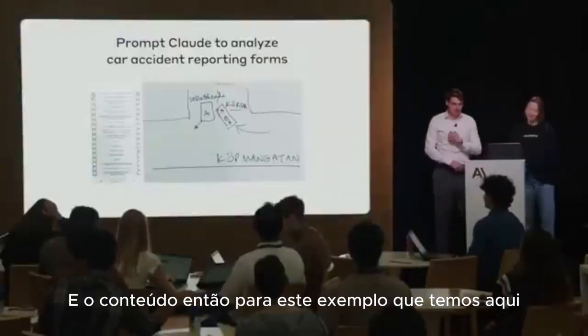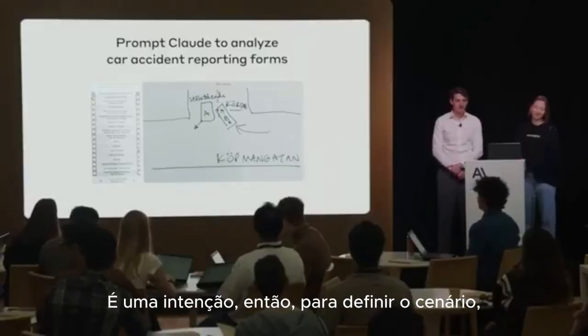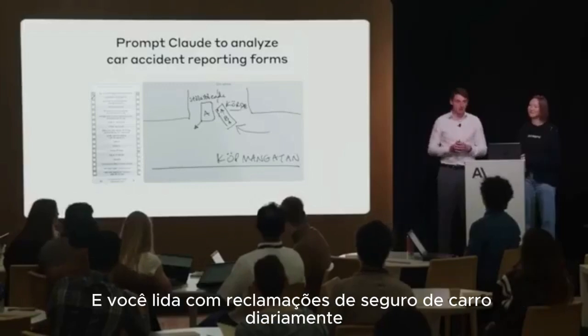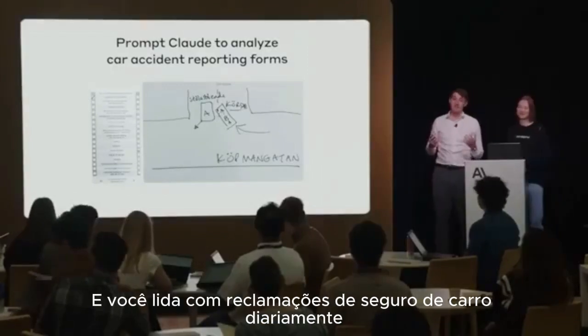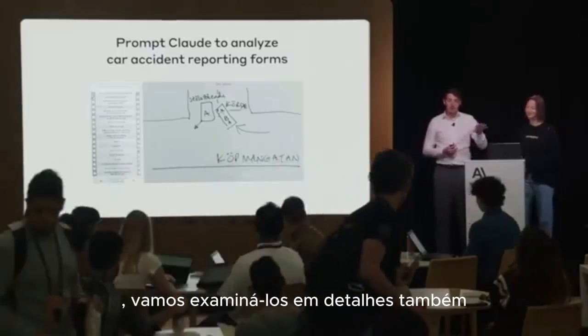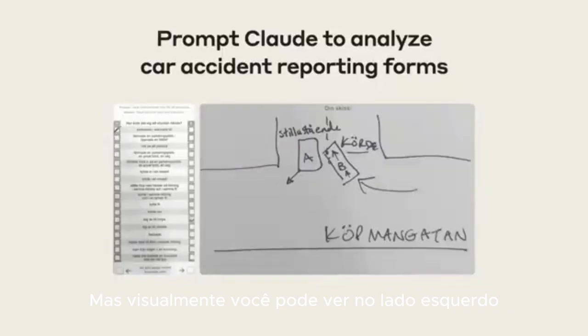So for this example, to set the stage, imagine you're working for a Swedish insurance company and you deal with car insurance claims on a daily basis. And you have two pieces of information. We're going to go through these in detail as well, but visually you can see on the left-hand side we have a car accident report form, just detailing out what transpired before the accident actually took place. And then finally we have a sort of human-drawn sketch of how the accident took place as well. So these two pieces of information are what we're going to try to pass on to Claude.